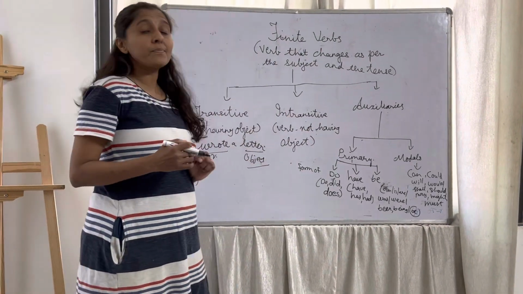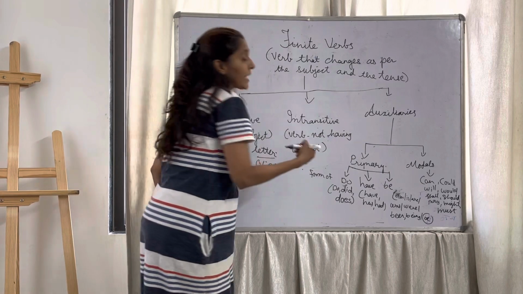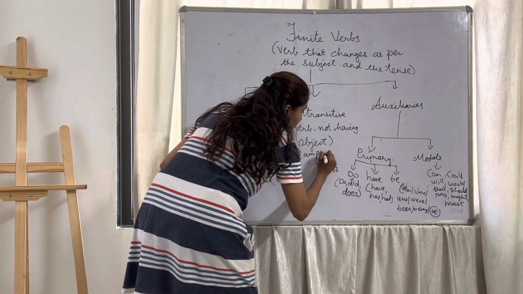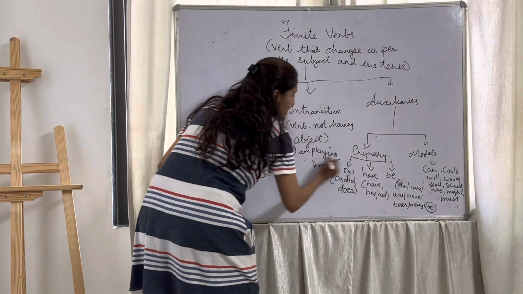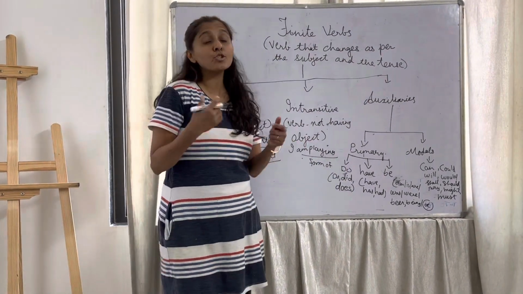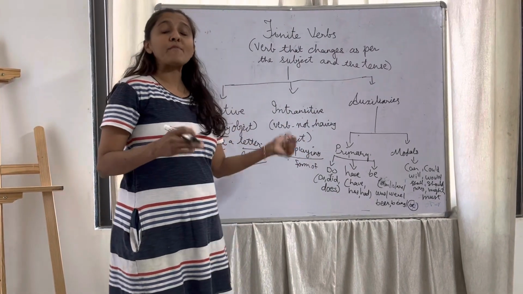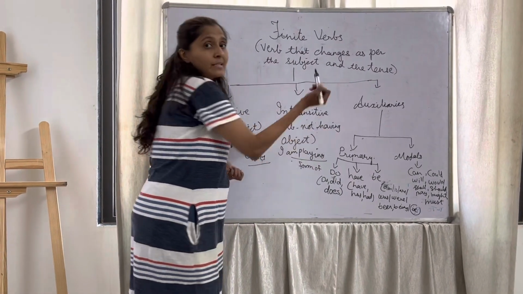An intransitive verb is one which is not having any kind of object, right? Suppose the sentence is, I am playing. Here the verb is am playing, but it doesn't show what I am playing. So here there is no object, right? So a verb without an object is called an intransitive verb.